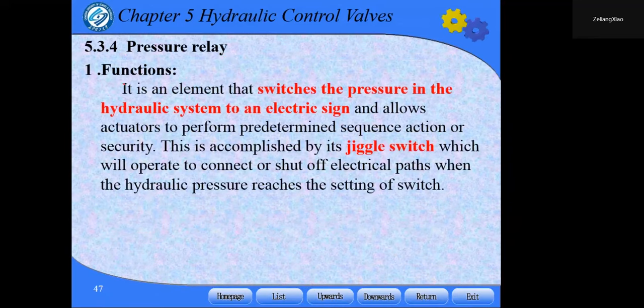Pressure relay function. It's an element that switches the pressure of the hydraulic system to an electric signal and allows actuators to perform predetermined sequence action or security. This is accomplished by its judging switch, which will operate to connect or shut off electric parts when the hydraulic pressure reaches the setting of the switch.